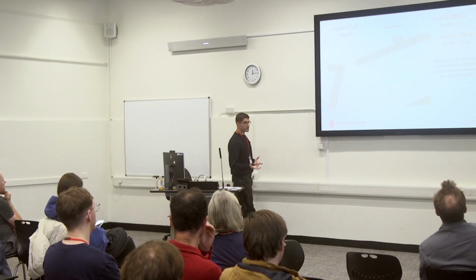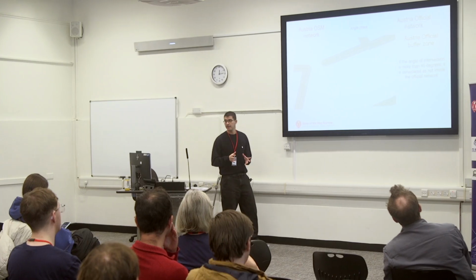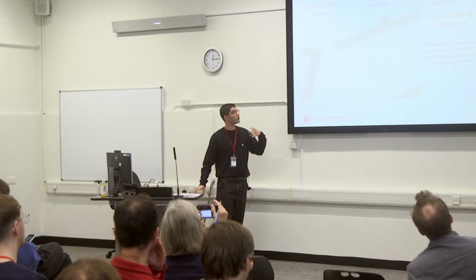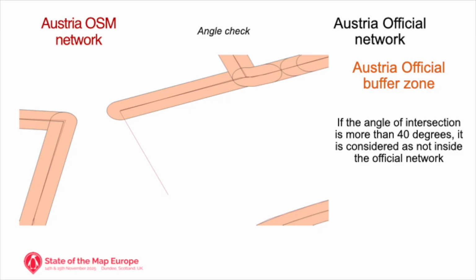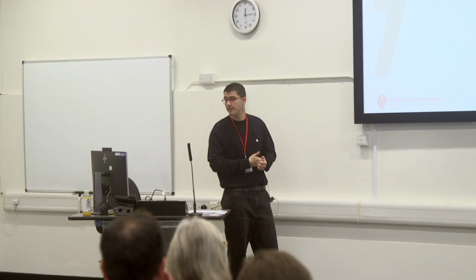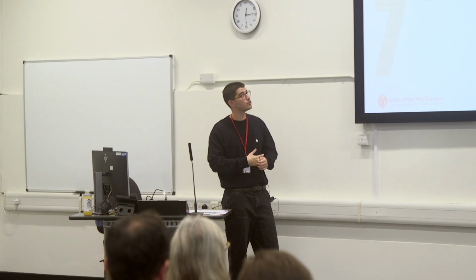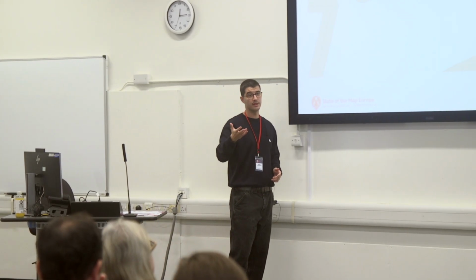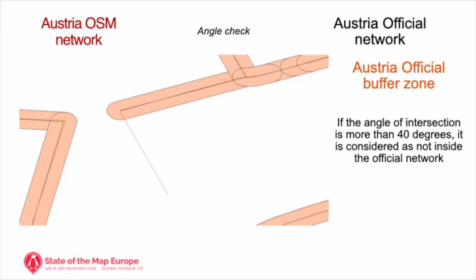But we also do the angle check that I described. By just having the buffer zone, it is good to see some parts of the network that are not inside there, but you can see here a tiny small segment that will fall under the buffer zone of the official network, but it's not the same network as the OSM network. So we have to do a check there. And we say that if the angle of the intersection is more than 40 degrees, we discard this one, and it's not part of the buffer zone of the other network.